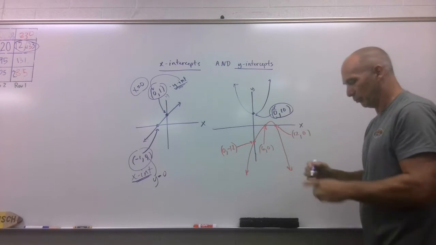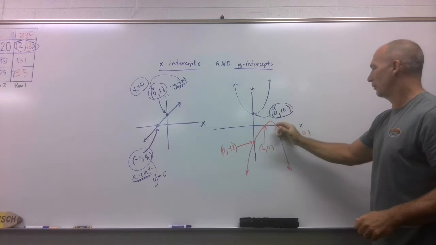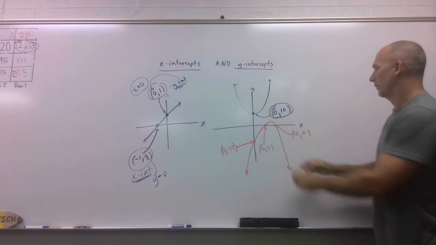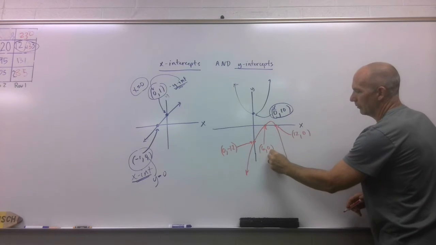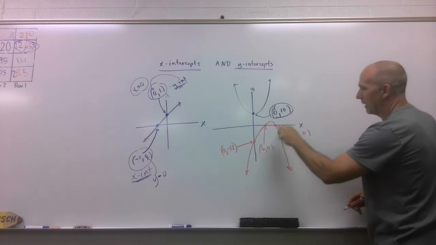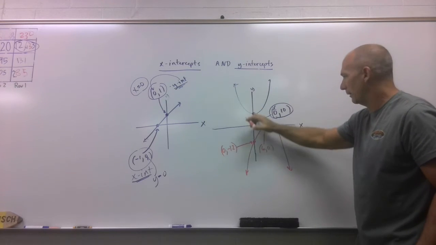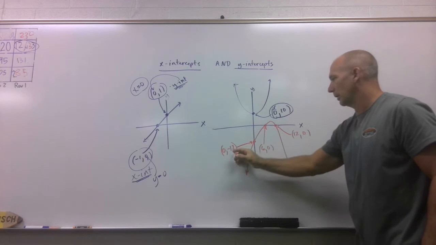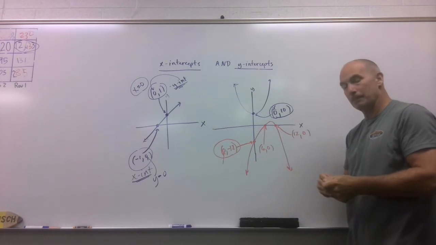Now let's talk about this red one a second. Where are my x-intercepts? Well, they're right here and right here. 12, 0. Remember, y is 0. 6, 0. Y is 0 to find my x-intercepts. Now, how about my y-intercept? Well, it's right there. Here's my y-intercept. But notice, x is 0.